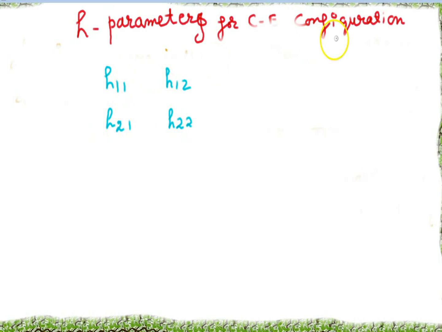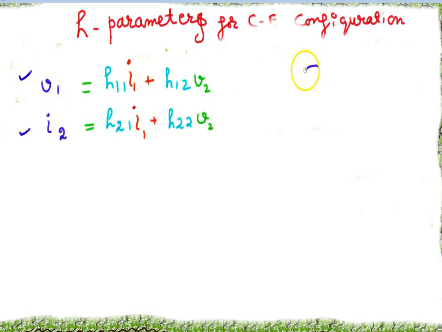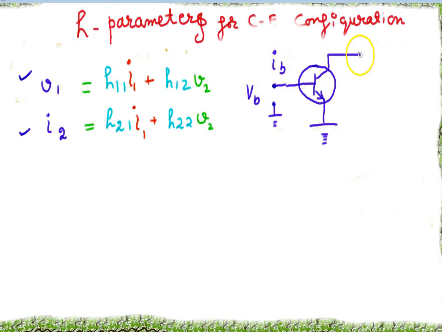So attach I1 here, I1 here, V2 here, V2 here. Remember, V2 and I1 are independent variables and V1, I2 are dependent. These are the two H equations, and we are going to modify them according to common emitter configuration.